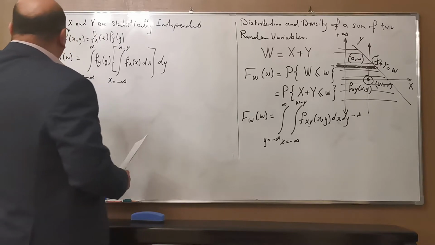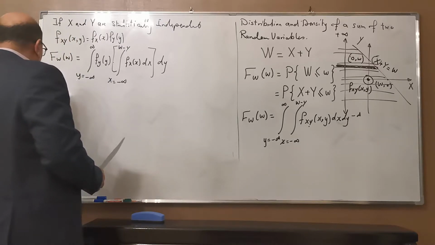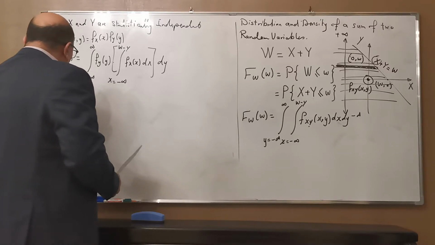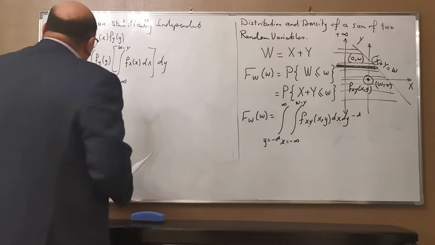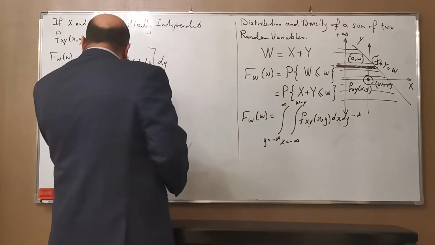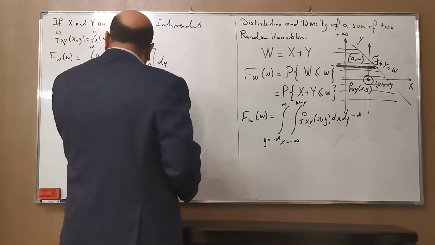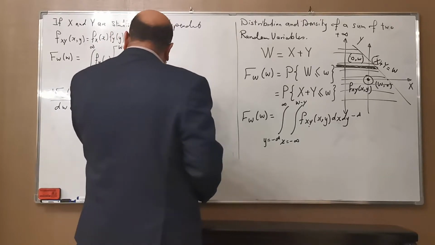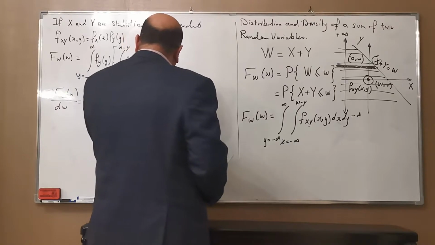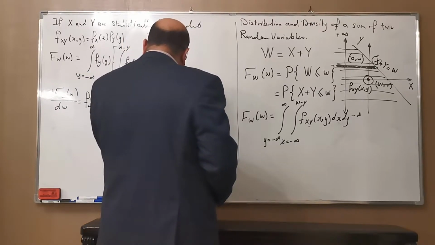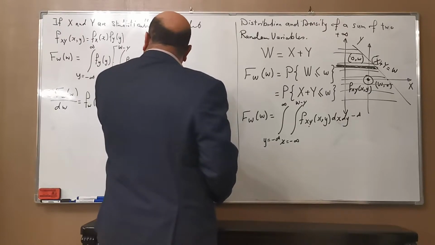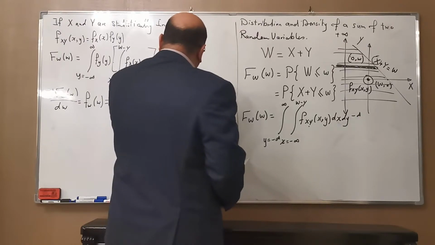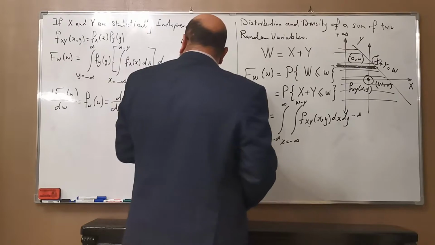Okay, before we do the integration, I'm going to take the derivative of this, dFw of w by dw, which is equal to fw of w. So this is equal to d by dw of the whole integration, from y equals minus infinity to infinity, fy of y times the inner integral from x equals minus infinity to x equals w minus y, fx of x dx, and then the whole thing dy. Okay?